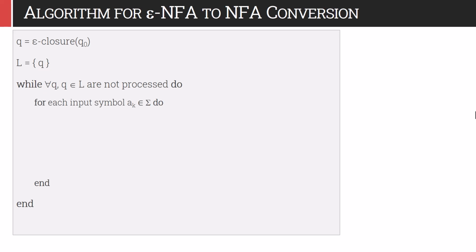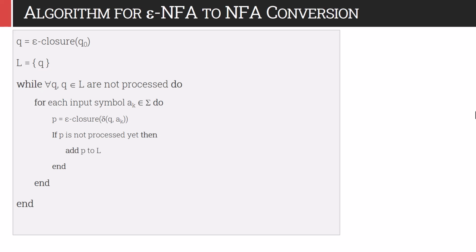For each input symbol, ak belongs to sigma, do following. So this process we have to repeat for all the input alphabets a, b, c or 0, 1, whatever we have. Compute P as follows. P is equal to epsilon closure of delta transition function of Q on input alphabet ak. If this P is not already processed, then we have to add it into the list.